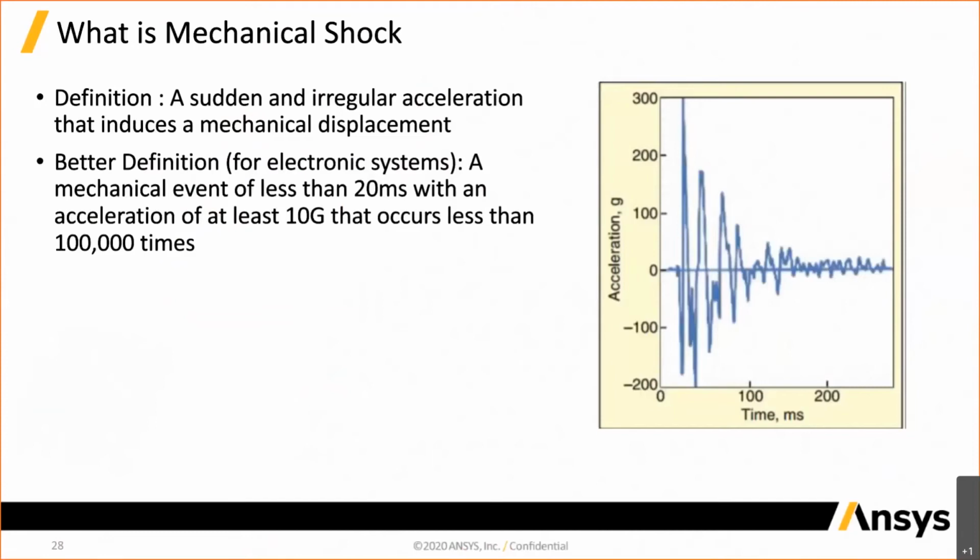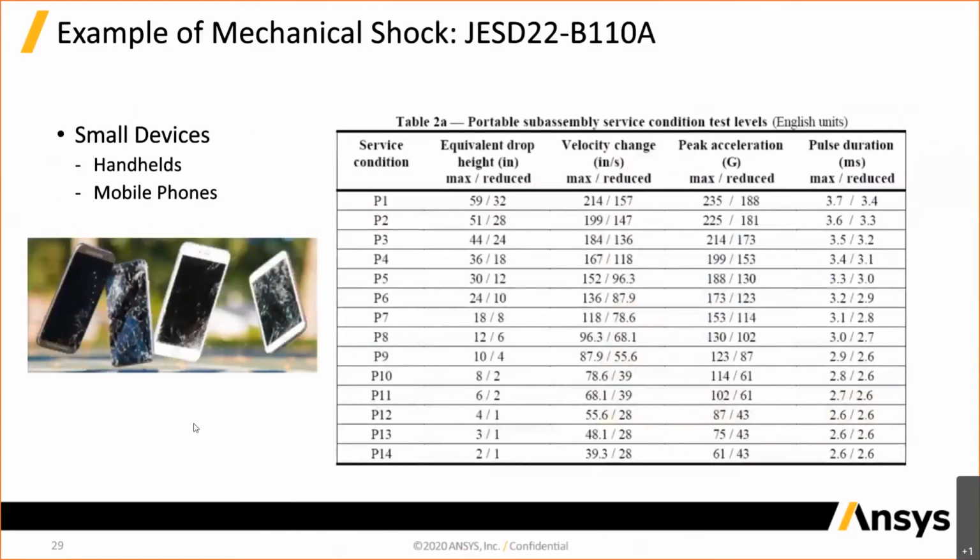Like I said, if it occurs more than 100,000 times, it's a whole different failure regime. It's a high cycle fatigue regime. Personally, I treat that as a harmonic vibe. I put the G level in a harmonic vibe and do the frequency that way. Typically, like I said, we think drop as predominantly for mechanical shock.